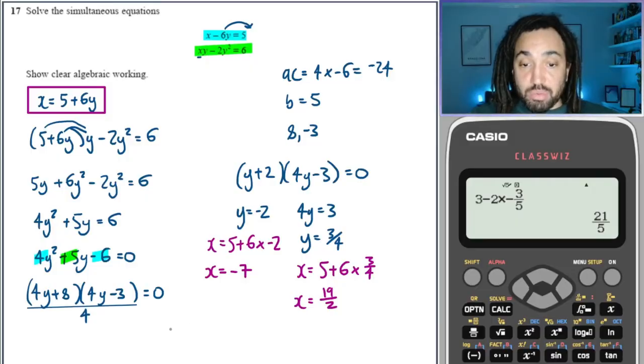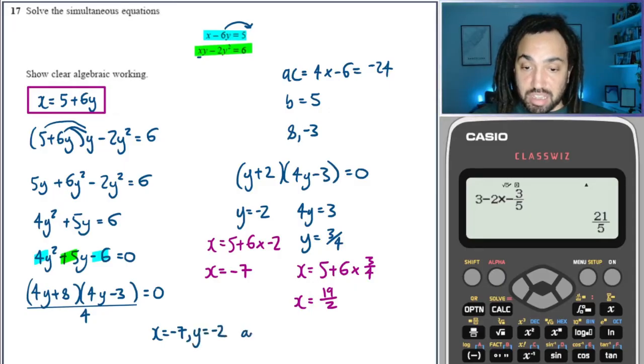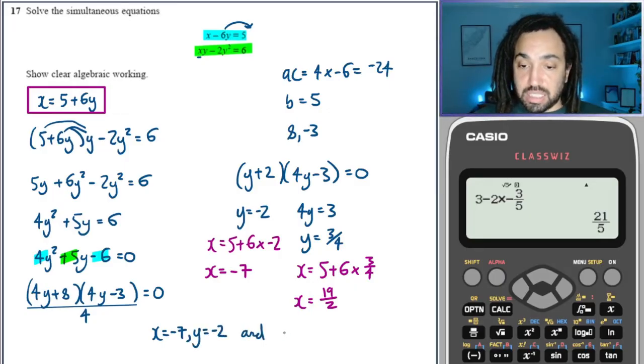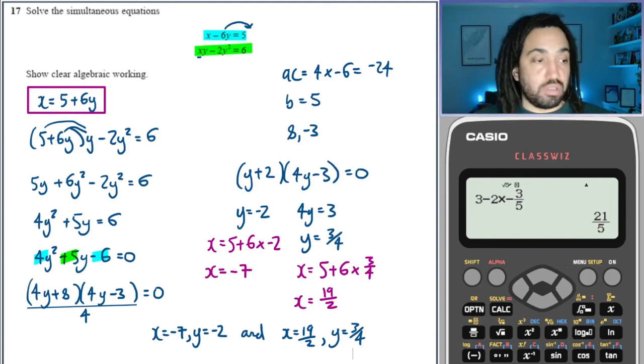Okay, so now we write it all out nice and neatly in pairs. So x is minus 7, y is minus 2, and x is 19 over 2, y is 3 over 4. Perfect.